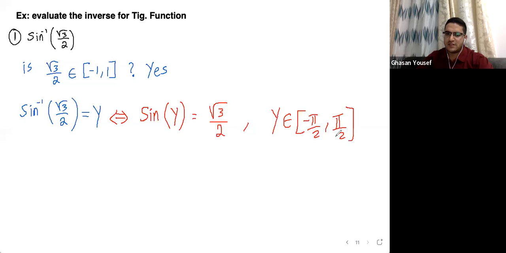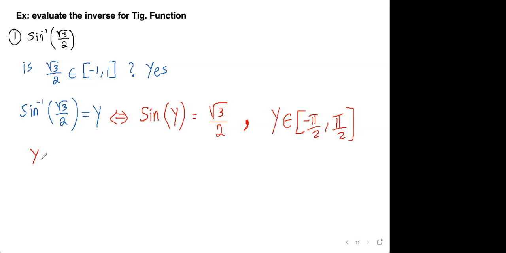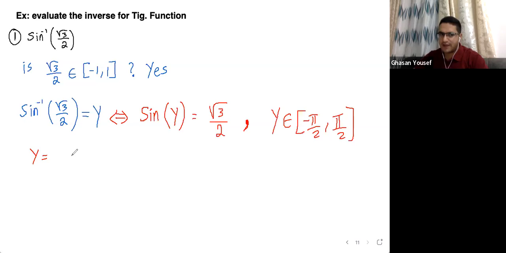Now my question is, what's the value that, if I plug it inside this function, the sine, will give me square root of 3 over 2? So you should go back to the table from the previous class. What's the angle that, if I plug it here, will give me the square root of 3 over 2? And this angle must belong to this interval.